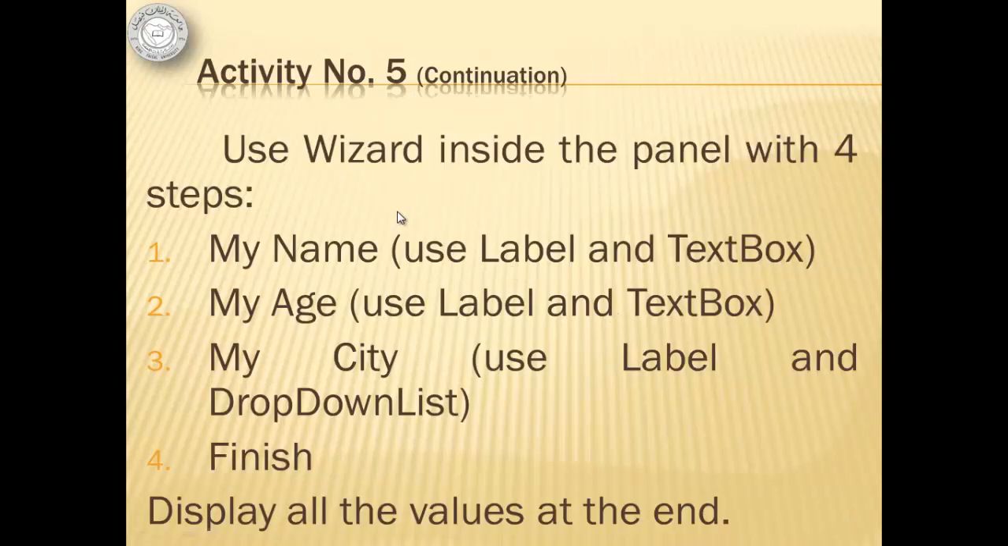We will continue with activity number 5 using wizard inside the panel with 4 steps. My name uses label and text box. My age uses also a label and a text box. My city uses label and drop down list. And the last is finished. Then we will display all the values at the end.